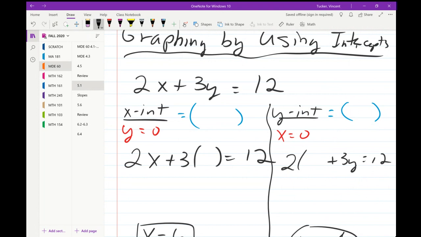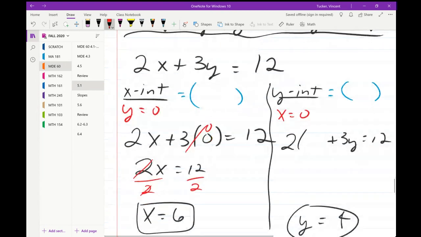So you let y be equal to 0 and plug that 0 into your equation. So that's 2x plus 3 times 0 equal to 12. 3 times 0 is 0. That gives you 2x equal to 12. Now divide both sides by that 2, and x is equal to 6. So it means your ordered pair is 6, 0. Remember, x comes first, then y in your ordered pair.